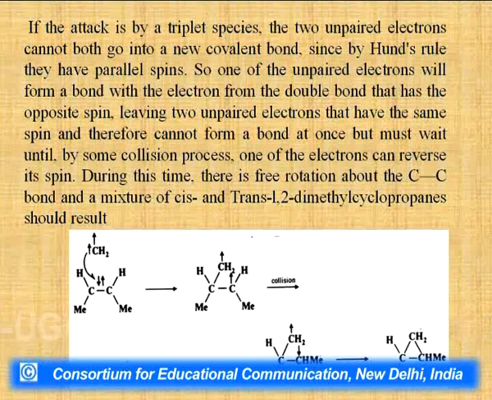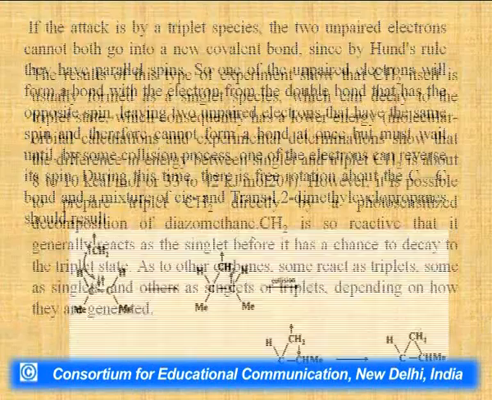You can see in the figure that there is an addition of carbene with the same spin, parallel spin, meaning triplet carbene is added to the double bond. Then there is a formation of an intermediate, and after collision the single-double bond is reversed and the spin of the electron reverses. Then again there is a formation of trans and cis 1,2-dimethylcyclopropanes.